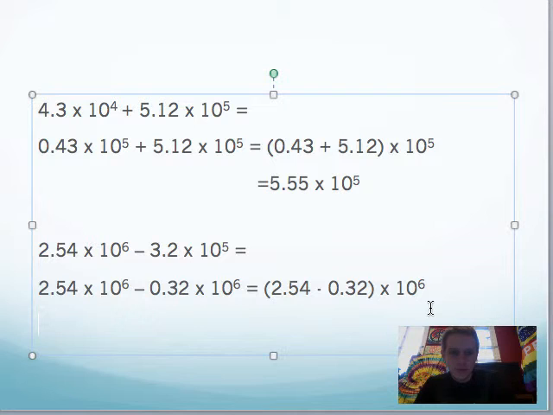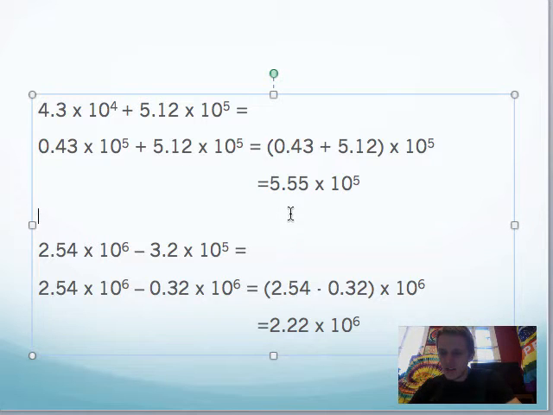Alright, so we should be good to go. 2.54 minus 0.32 gives us 2.22. Interesting. Times 10 to the 6th power. Alright, so there we have it. Two examples worked through. Key takeaway with these, make sure those exponents, those powers are the same, and then all you need to do, either add or subtract those coefficients.